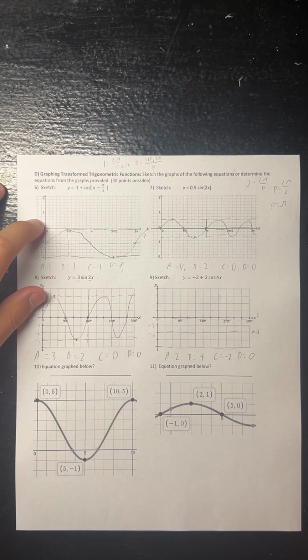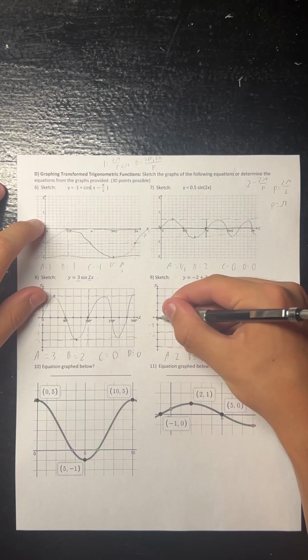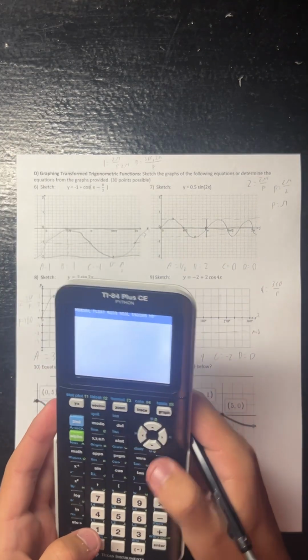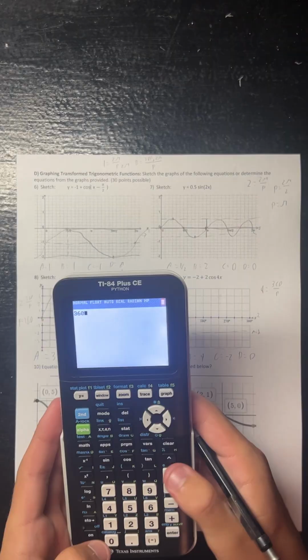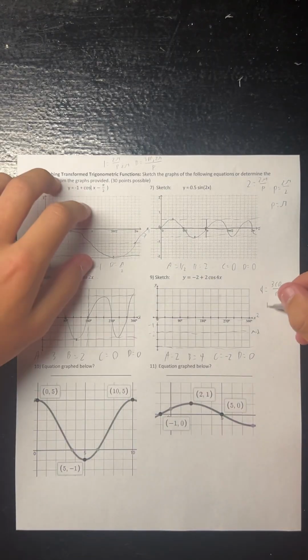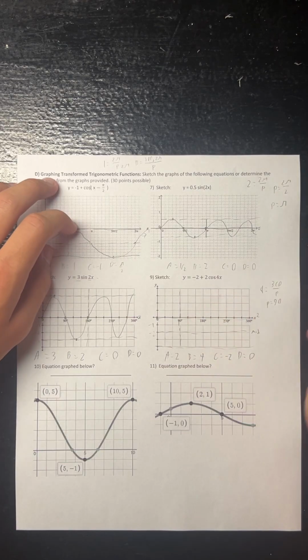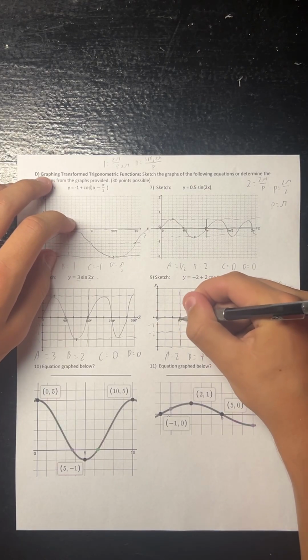Okay, now this is cosine, so it starts at the top, so it'll start here. And the period, so b equals 4, so 4 equals 360 over p. Flip those two, 360 divided by 4, 90. P equals 90 degrees, so it'll be here. So it starts here, and one period ends here.